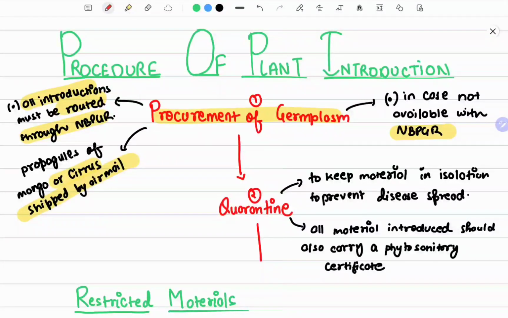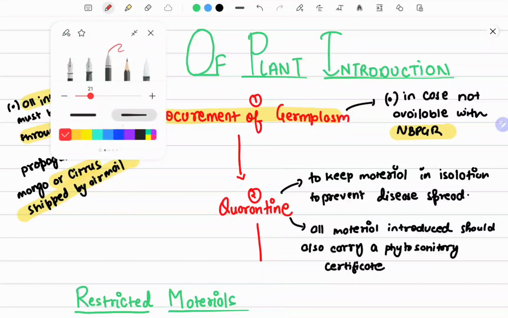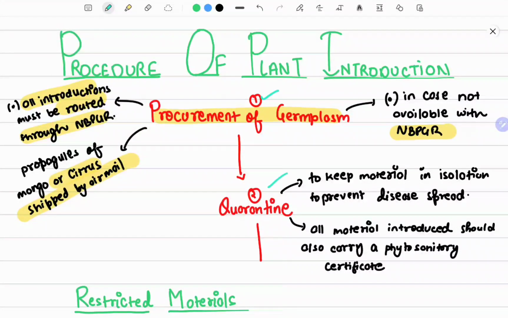The second step is quarantine. The first step is done. Quarantine is to keep material in isolation to prevent the spread of disease. What we do in quarantine is try to contain the disease in a specific area before it moves on. We keep the material in isolation and check whether the disease is present, and if present, we eradicate that material before it enters that country or state.